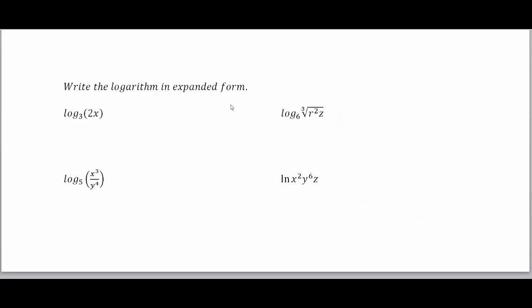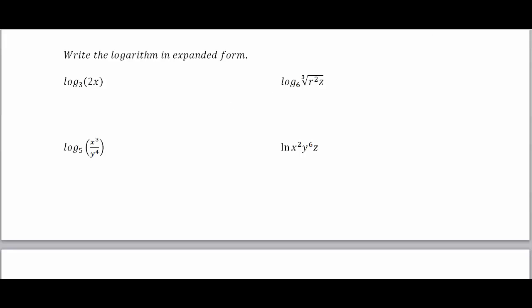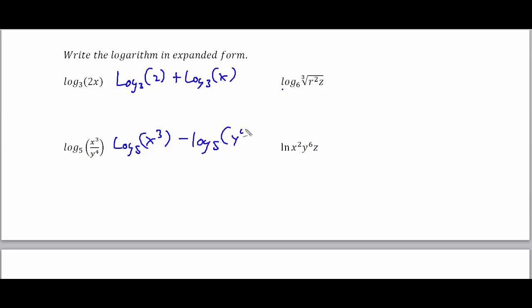Alright, so for our final 4 parts of the problem, we're going to take these and expand them into multiple logs, and we're not necessarily going to go in the order of 1, 2, 3, 4. In fact, I'm going to save this one for last. So let's start off here and break this into 2 logs. Log base 3 of 2 plus log base 3 of x. So that's pretty straightforward, right? I mean, it's just splitting them up because multiplication means addition and division means subtraction. So this is log base 5 x cubed minus log base 5 y to the 4th.